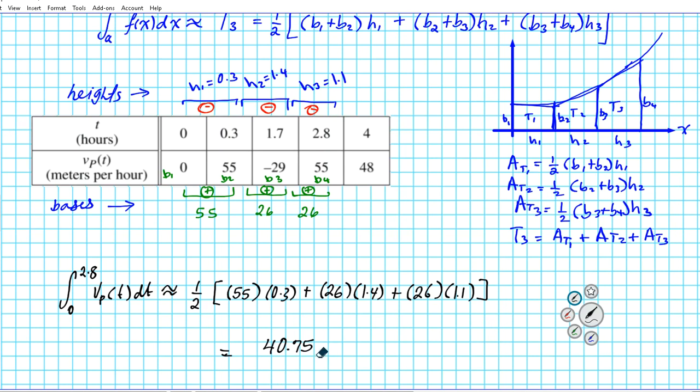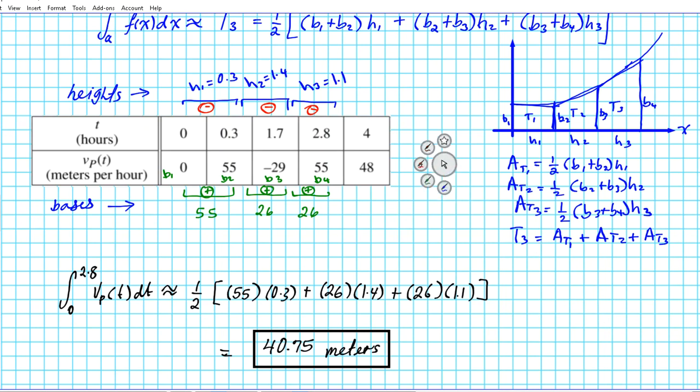This is the answer. Okay, what's the unit for this? This is meters. So this is just a side question. It wasn't asked in this problem. What does this integral right here represent in the context of this problem? Now we're integrating from a to b of v of t dt. This represents the displacement. Okay?